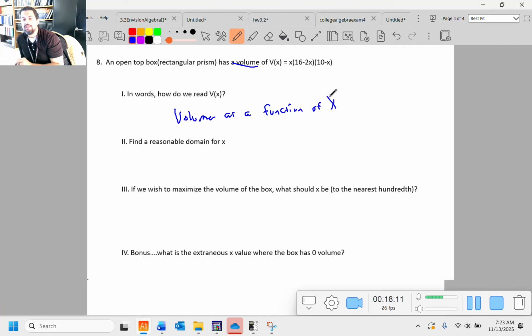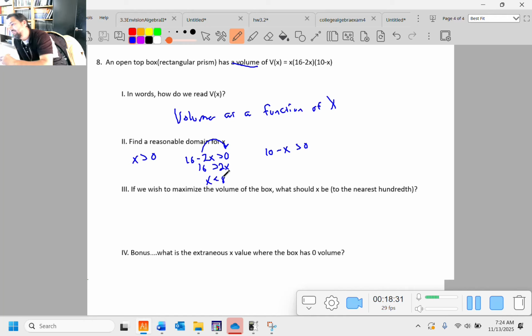Find a reasonable domain for box. We've talked about this 3 times when we took this quiz. We talked about this. The height must be bigger than 0. The width must be bigger than 0. The length must be bigger than 0. 2x less than 16, x less than 8. 10 greater than x, x less than 10. Throw it away, because this one has already taken priority. I'm bigger than 0, but less than 8.